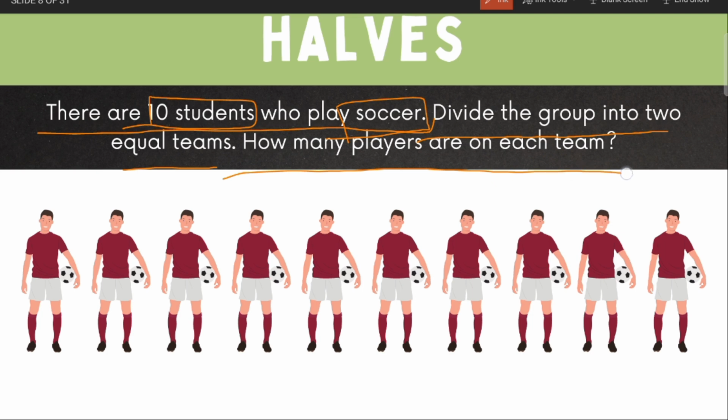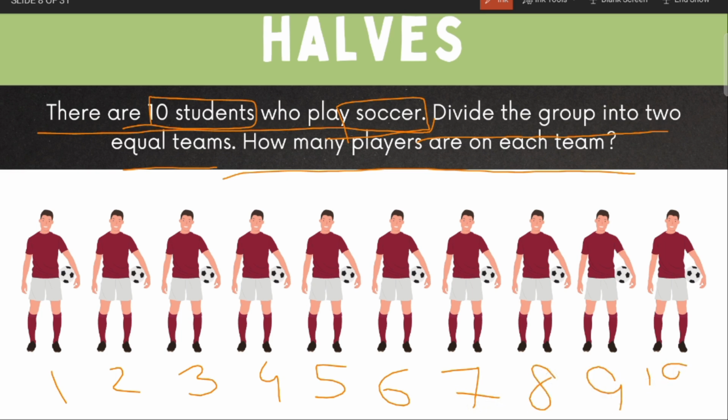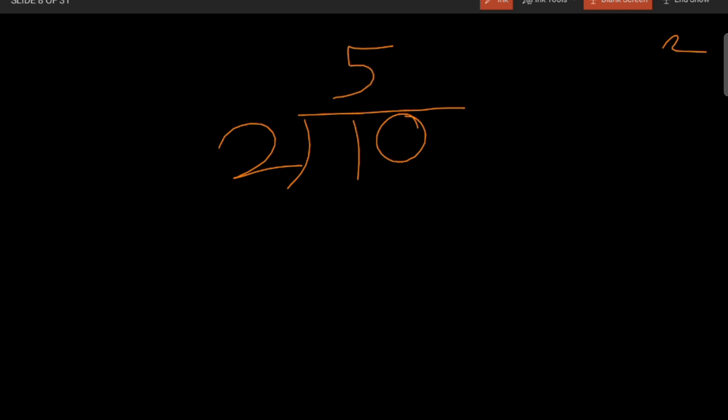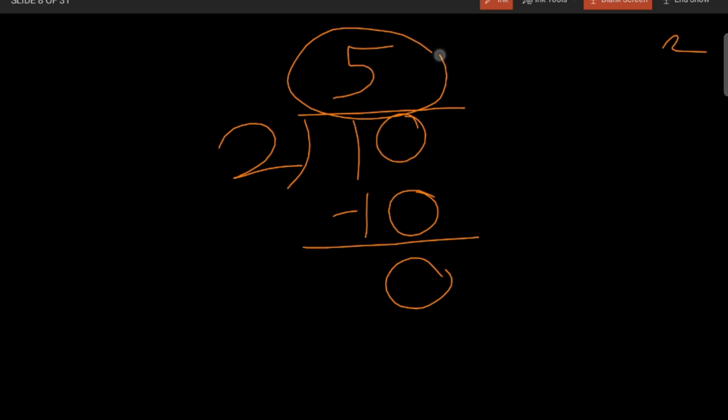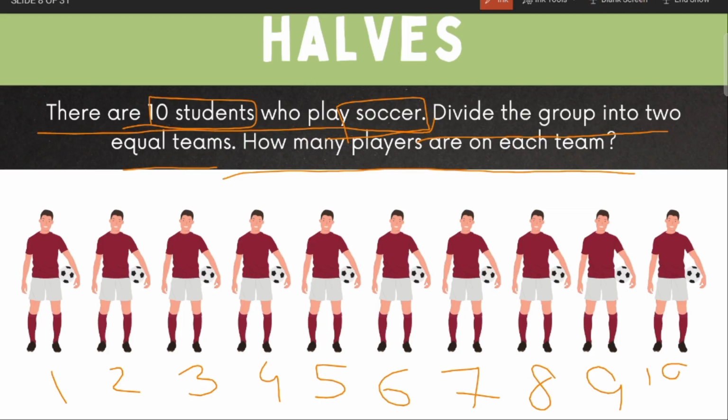How many players are there in each team? So 1, 2, 3, 4, 5, 6, 7, 8, 9 and 10. There are 10 members in your team. You need to divide them into 2 equal parts. So what will you do? We know simple division. 10 has to be divided into 2 equal parts. So 10 divided by 2, we will get 5. 2 fives are 10. 10 minus 10, we get 0. So that means in each team there are going to be 5 members.